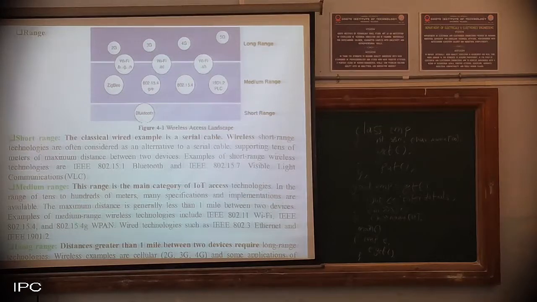Here, short range means we can go for Bluetooth or IEEE 802.15.7. Medium range is already mentioned, as I spoke about that. And long range can be any cellular networks, or Wi-Fi, that is IEEE 802.11 Wi-Fi, or LPWA, that is low power wide area, or the lower band.